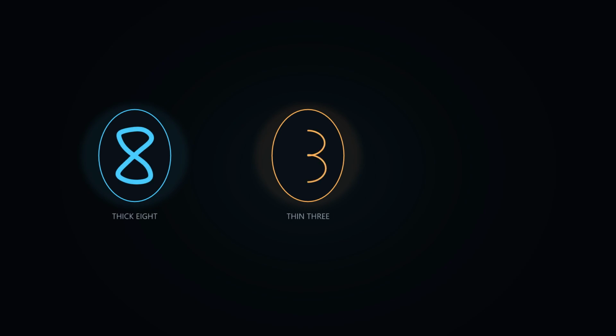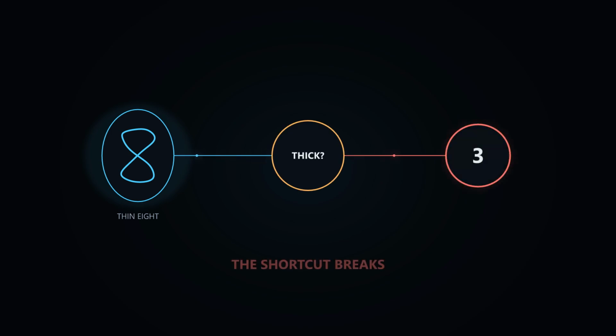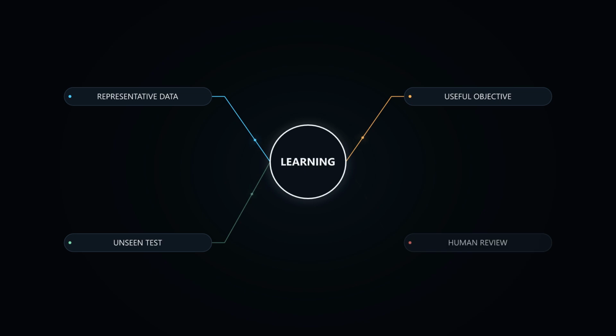Data can teach shortcuts too. Imagine every training 8 has a thick stroke, while every 3 has a thin one. The model may learn thickness instead of shape. It can score beautifully on familiar data and fail the moment a thin 8 appears. More training on the same shortcut may make the wrong pattern stronger. That is why better learning is not simply more repetition. It requires representative data, useful objectives, validation on unseen cases, and people who investigate failures.